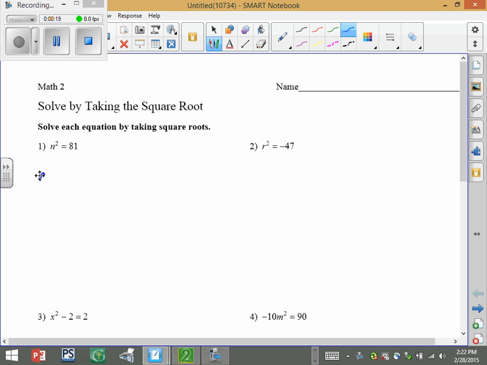So for n squared equals 81, we need to take the square root of both sides. So this is with n, and then remember, whenever you take the square root, you have plus or minus, and 81 is one that we know. Here we have r squared, so we need to take the square root of that.